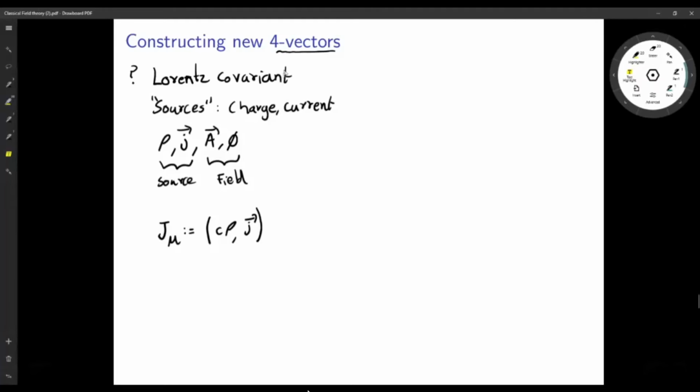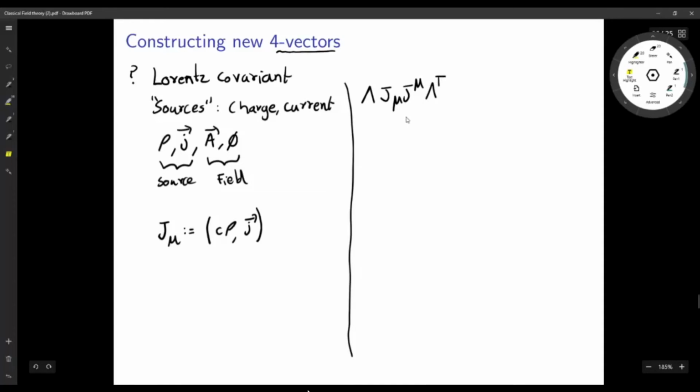But for now, we're just trying to construct 4 vectors, and the definition of a 4 vector, if I should remind you all, is very simple. The definition is that if I take a Lorentz matrix and act on a 4 vector J mu, well, what am I doing here? This is like finding the length, because I'm taking this and multiplying it by the dual, which means I'm finding the length of the elements inside J.